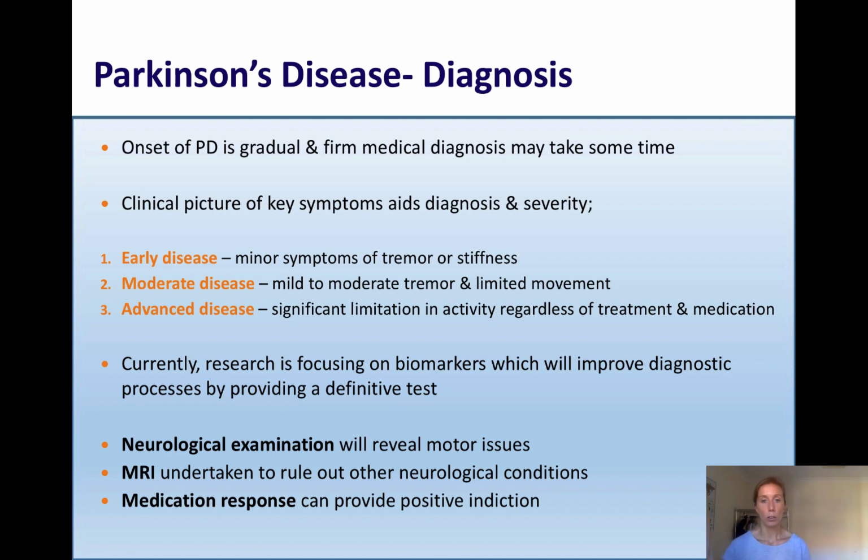And some other things that will often take place within this examination is a neurological exam. That's going to try and reveal some of your different and specific motor issues. So, for instance, balance and whatever else it might be. An MRI, again, similar to in stroke. That'll help us rule out any various different neurological conditions that might still have a question mark next to them. And then also your medication response. So it can provide a positive indication of how you're actually responding to your medication.